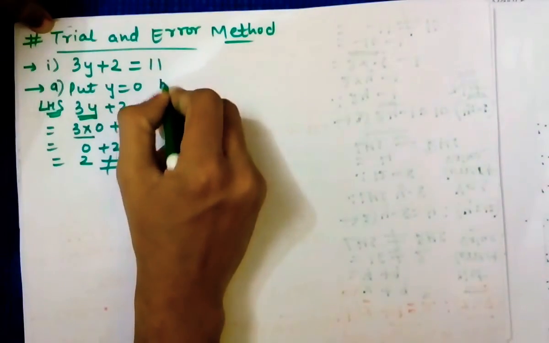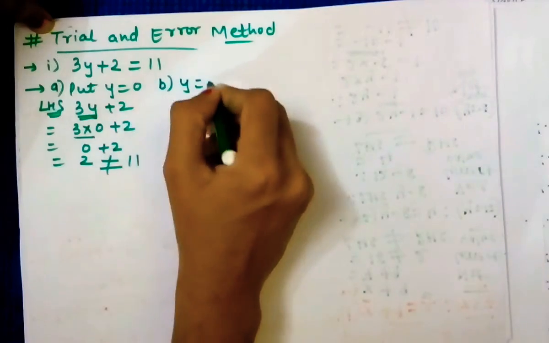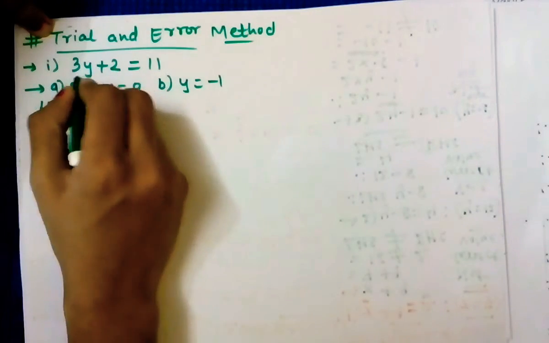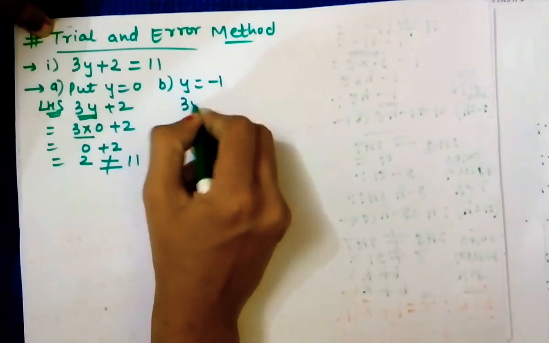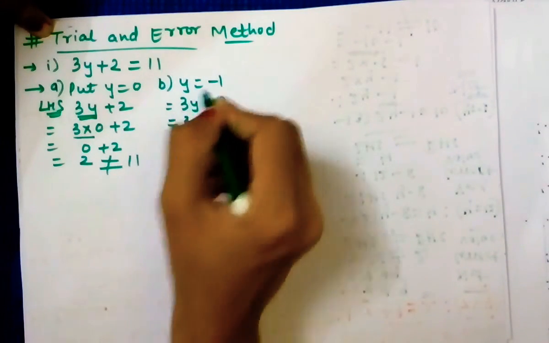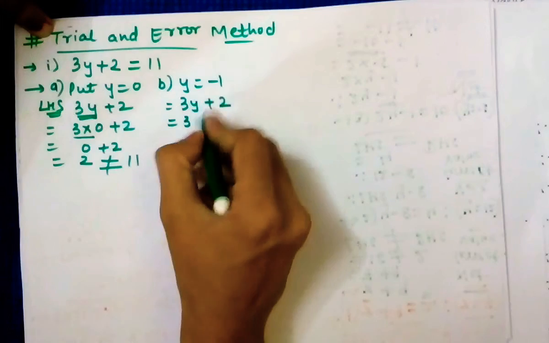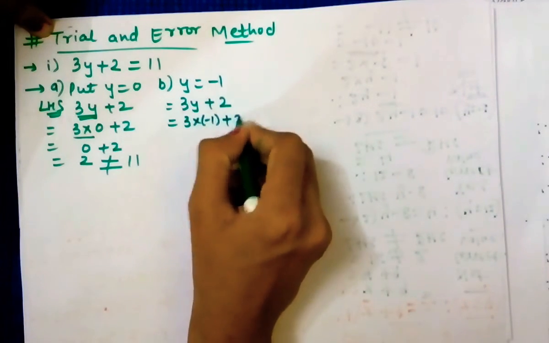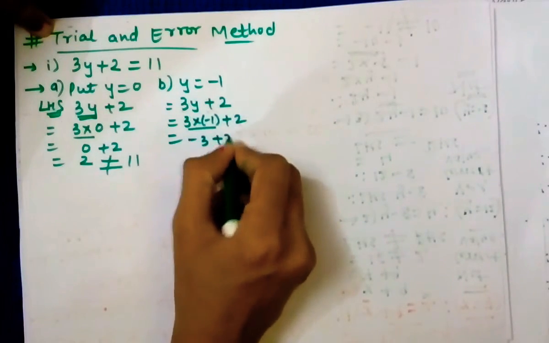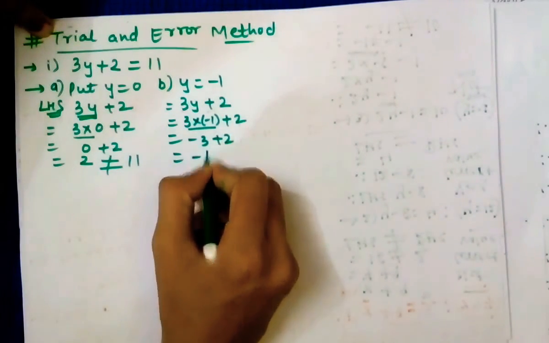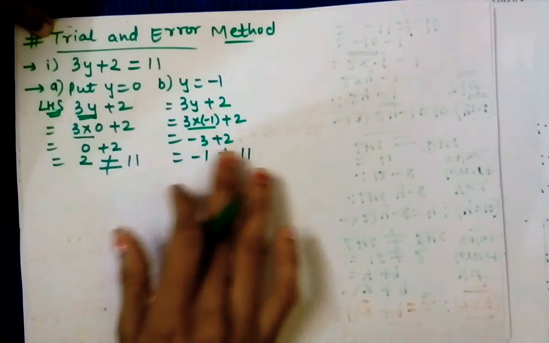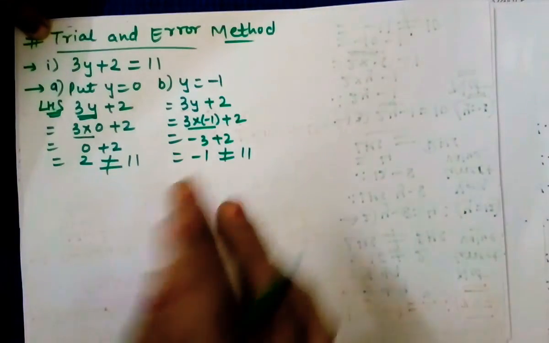Now I will try with some other value. Now I am taking y equal to minus 1. You can take any value and you can try. Again I will take the LHS part 3y plus 2 and I will keep minus 1 in place of y. Second time I am trying. So y equal to minus 1. Now we will multiply this. So 3 ones are 3 and minus, so minus 3 plus 2. Minus 3 plus 2 is minus 1. Again minus 1 is not equal to 11. So again LHS is not equal to RHS. So this value is also not correct.